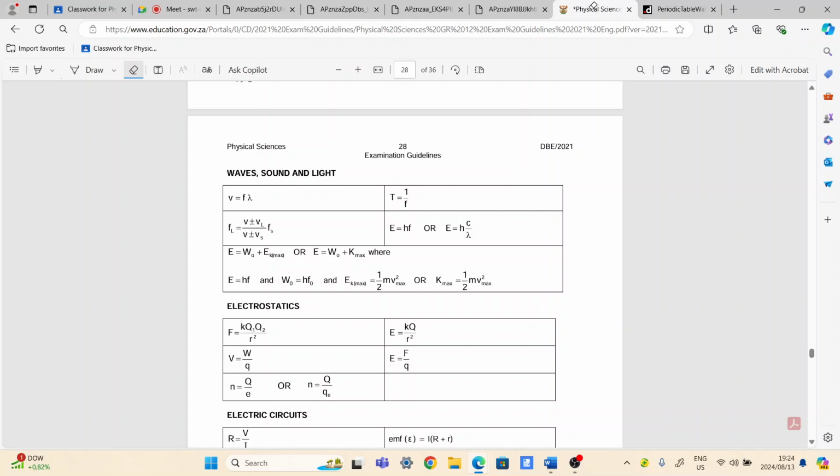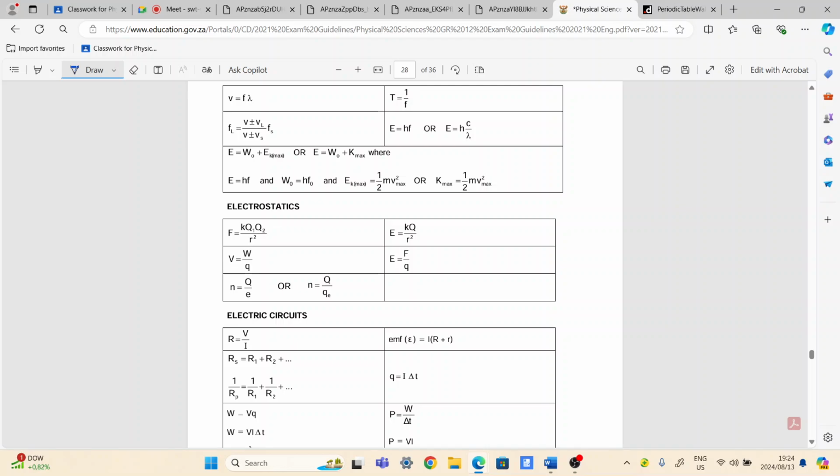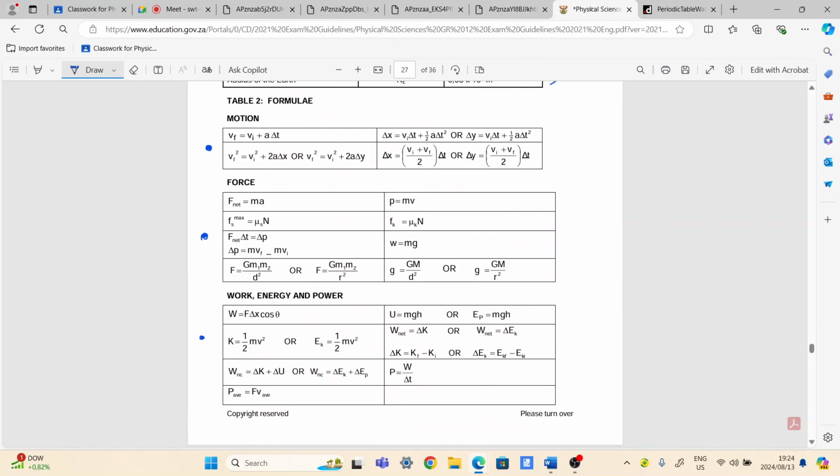Okay, waves and sound is decent. Electrostatics. This is a section where I think you guys can get quite a lot of marks. So this is a section I would say, focusing on motion and force, you can also get quite a few marks if you understand that well. Okay.